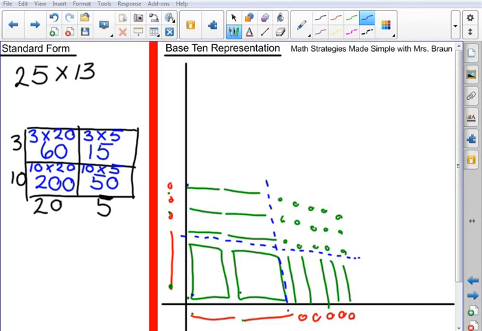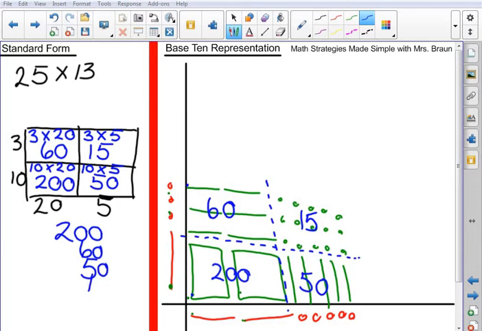1s. Okay, so again, here's my 200, here's my 50, here's my 60, and my 15. Okay, so again, they're parallel. And so what I'm going to do now is, these are all partial products. I'm going to add them together to find my final answer. I'm going to add 200 plus 60 plus 50 plus 15.